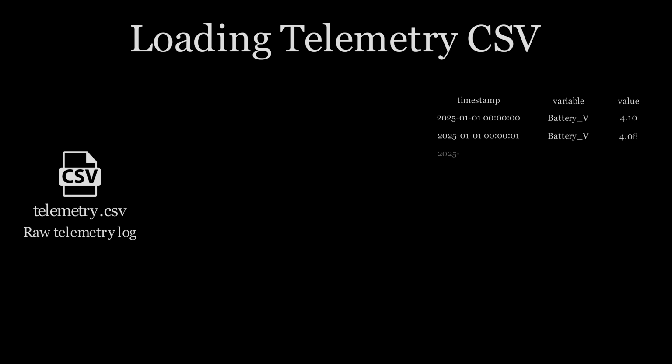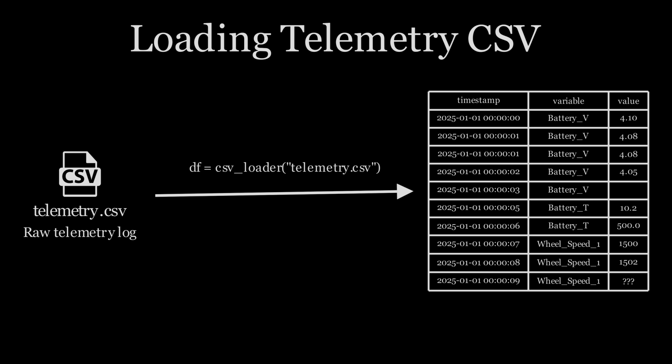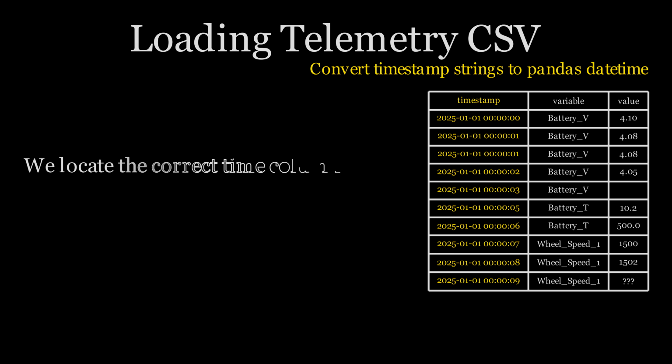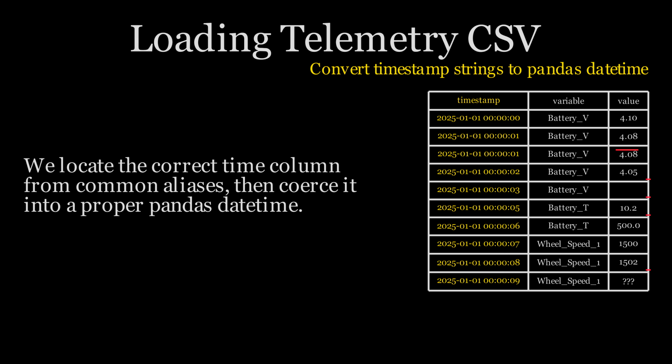We begin by loading a raw telemetry CSV into a pandas data frame. Then we scan the dataset's columns for timestamp aliases, such as time, timestamp, or mission-specific names. Once identified, we convert the column into pandas datetime objects and sort the dataset chronologically to prepare for time series analysis.